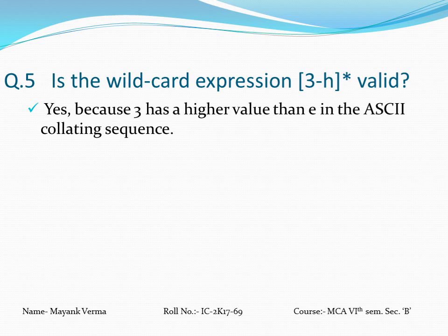Now come to question number 5: is the wildcard expression [3-h]* valid? Yes, because 3 has a lower value than h in the ASCII collating sequence. You already know the ASCII values. In the ASCII collating sequence, 3 comes before h, so this expression is valid.